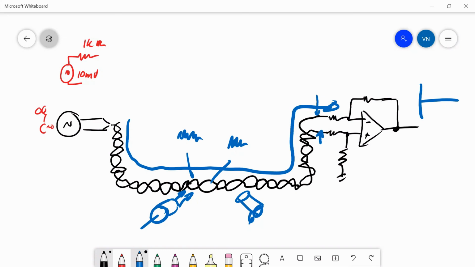The microphone signal, which is the good stuff we want to get through, is a differential signal, and that'll end up here at the input as a difference voltage, which will get amplified. Common mode rejection ratio is an expression of how well the good stuff is amplified and the bad stuff is blocked.